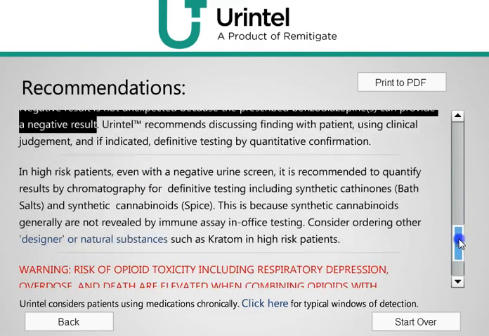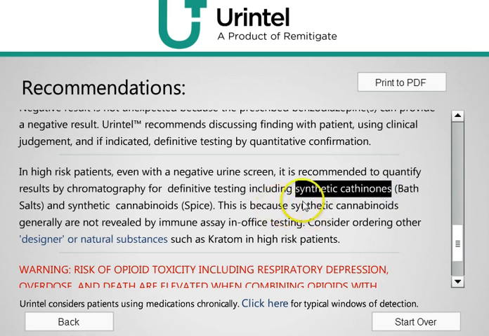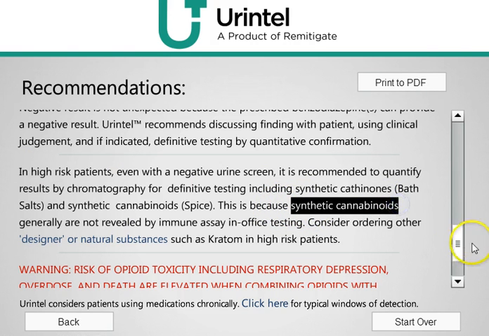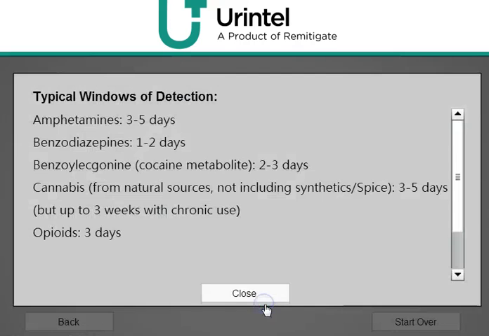So scroll down a little bit further, and it also does make recommendations that if a patient is very high risk, you might want to consider ordering synthetic cathinones, as you can see here, or synthetic cannabinoids, which will not test positive on a typical urine panel. That's a special send-out. And then finally on the bottom, you will always get a warning for your patients if they are on a combination of opioids plus a benzodiazepine, reminding you that you might want to consider lowering the dose of one or both. And on the bottom, it will give you the windows of detection for various of these drugs.